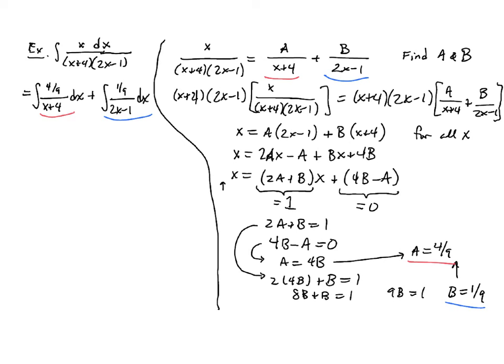And now, from the formula that I set on the previous page, this is 4/9 times the natural log of absolute value of x plus 4 plus 1/9 times 1/2 times the natural log of absolute value of 2x minus 1, all plus C.